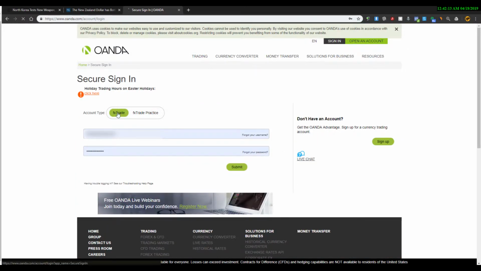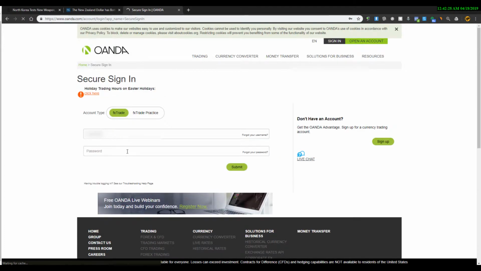As you see here, the FX Trade, which is the live, and then you have the FX Trade practice, which obviously is a practice account, but we're not practicing, we're playing with real money. Small money. All right, so my username, my password, that's already there. Let's submit.